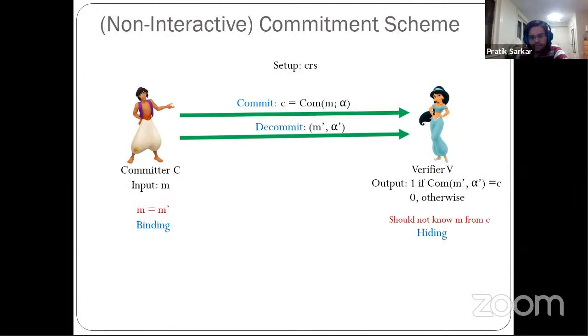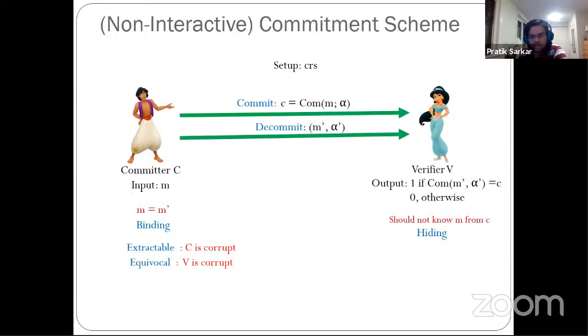I will also describe a non-interactive commitment scheme. In the commit phase, the committer commits to his input M as a commitment C using randomness alpha. In the decommitment phase, the committer sends alpha as the opening. The verifier tries to reconstruct and accepts if the reconstruction succeeds. The commitment should be hiding and binding. In addition, the commitment should be extractable. That is, the committed message can be extracted from a maliciously generated commitment.